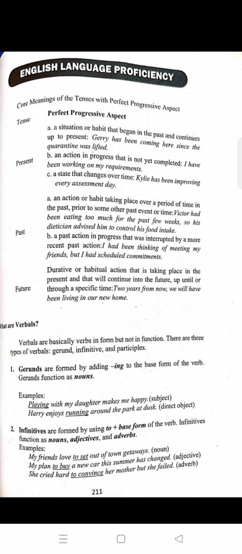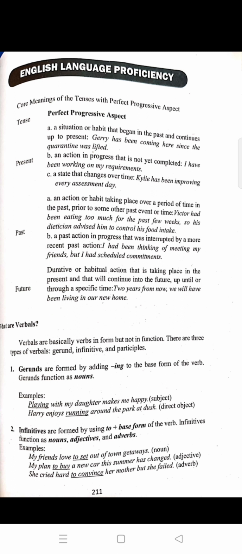Now we proceed to verbals. Verbals are basically verbs in form but not in function. So in short, they look like verbs but they are not actually used as verbs. Now there are three types of verbals, I should say: the gerund, infinitive, and the participles.